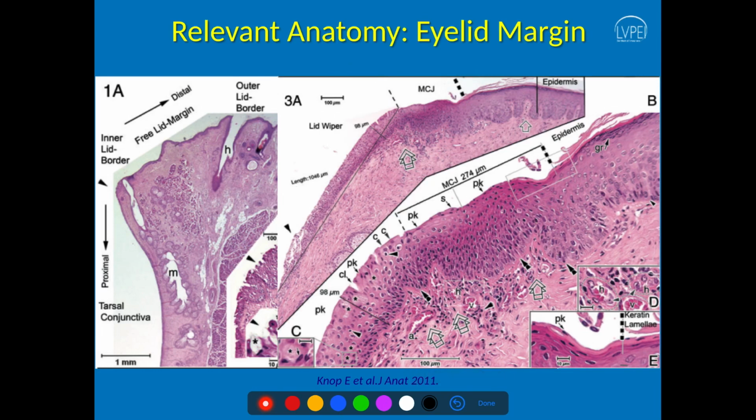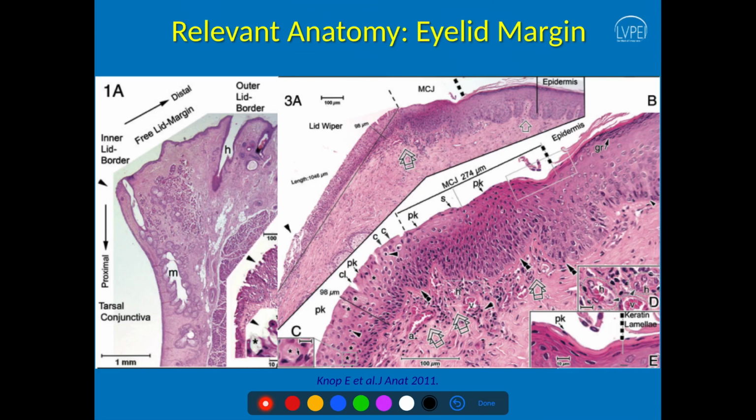In between where the epidermis ends and the conjunctiva begins, there is what is known as a transitional zone. Okay, here again the epithelium is not keratinized, but it is not completely conjunctival in phenotype, and the mucocutaneous junction is located just posterior to the meibomian gland orifices. That is where the transition from the epidermis to the conjunctiva begins.